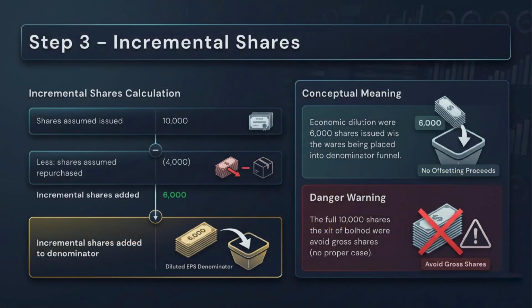Step 3 gives the incremental shares. Shares assumed issued are 10,000. Shares assumed repurchased are 4,000. Net incremental shares are 6,000. These 6,000 shares are added to the diluted EPS denominator. The classic mistake is adding the full 10,000. That overstates dilution and gives the wrong diluted EPS.